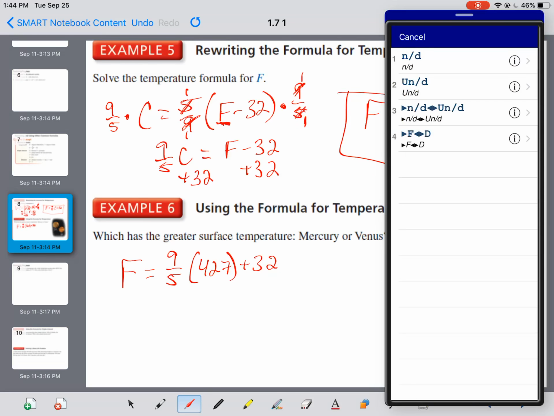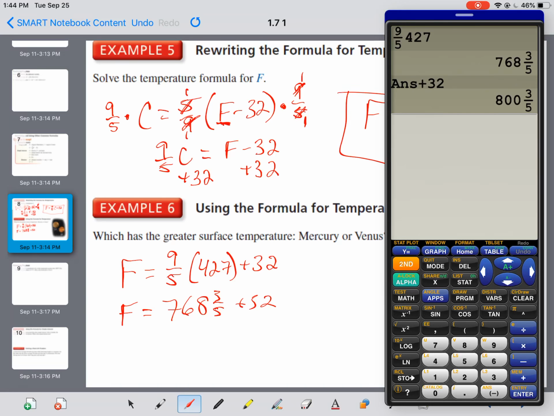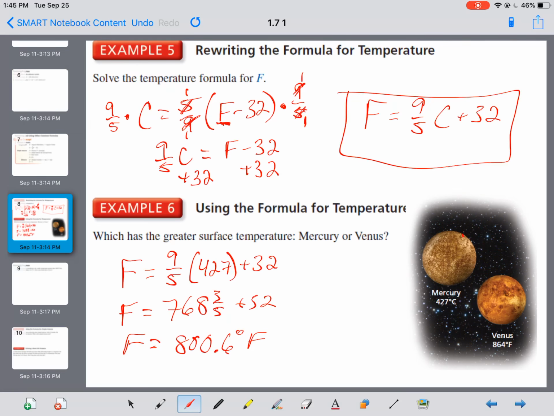So let's see. 9/5 times 427. And so F equals 768 and 3/5 plus 32. So it's 800 and 3/5, which would be 0.6, because 3/5 goes to 6/10, and that's a tenth spot, degrees Fahrenheit. So Mercury is 800.6 degrees Fahrenheit.